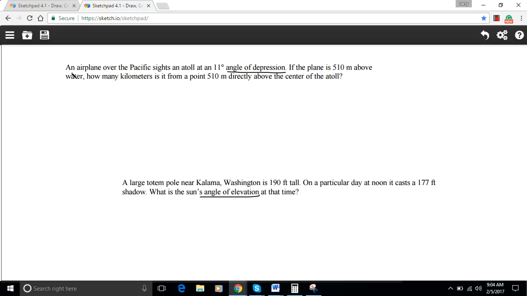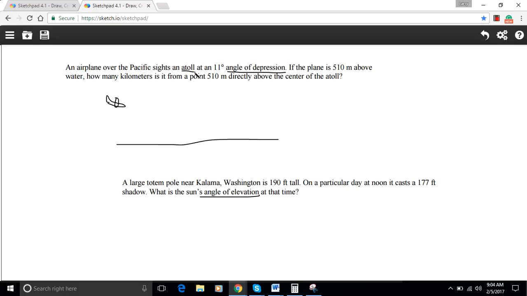In this one, it says an airplane over the Pacific sights an atoll at an 11-degree angle of depression. Well, there's a lot there. Let's unpack that a little bit. So we've got an airplane. Always good to draw a picture, and I like drawing airplanes. So there's an airplane, and it's flying over the Pacific Ocean. So there's our Pacific Ocean. That's supposed to be a straight line. And it sights an atoll.